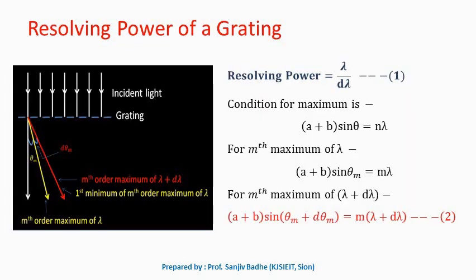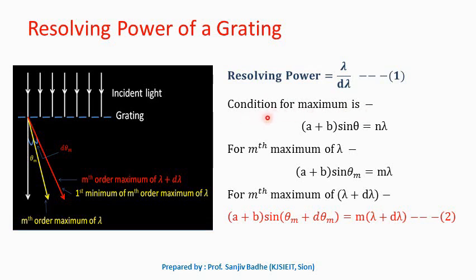Now we know when the two wavelengths are just resolved, resolving power is given by lambda upon d lambda, the ratio of the wavelength to the difference between the two wavelengths. We will be using this definition of resolving power in order to get the final relation for resolving power of grating in terms of number of lines on the grating.